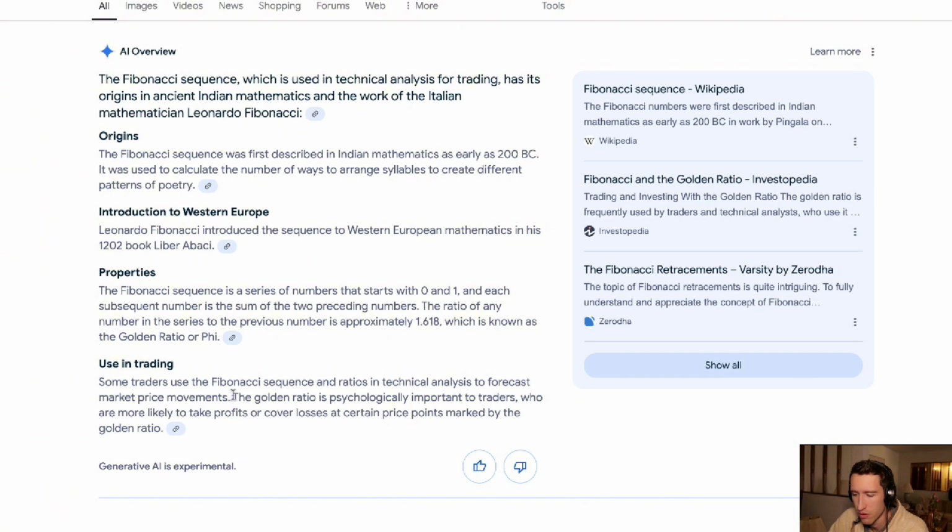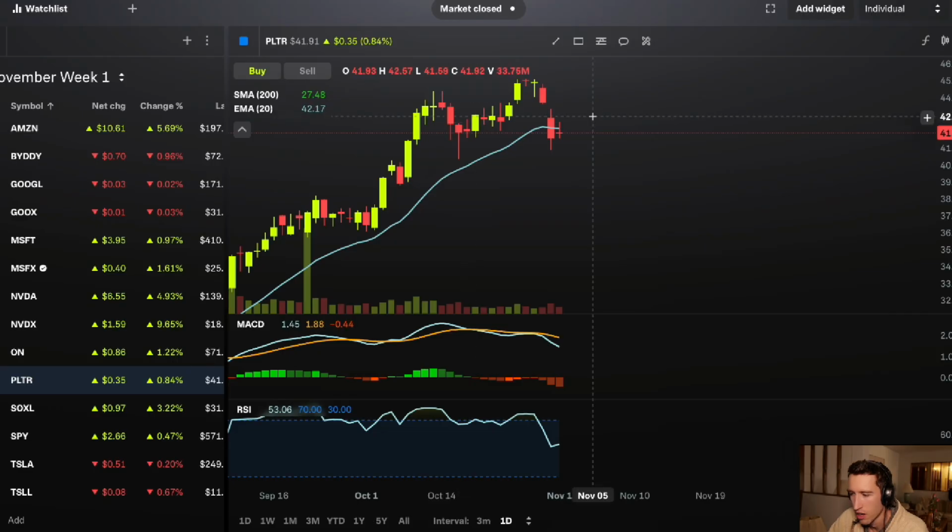And the golden ratio is psychologically important to traders, who are more likely to take profits or cover losses at certain price points marked by the golden ratio. And we see it play out really time and time again in the markets where you can identify the Fibonacci.